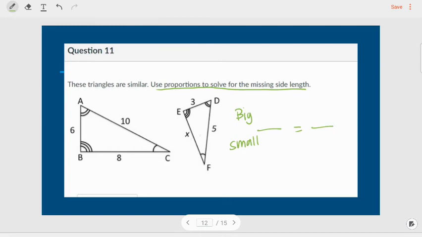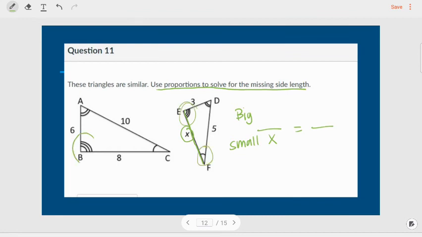So because my goal is to find x, and that's on my small triangle, I'm going to make sure I put x right first off on the small triangle side. Now what side corresponds to x on the big triangle? What side length is between the 3 arcs and the 1 arc?